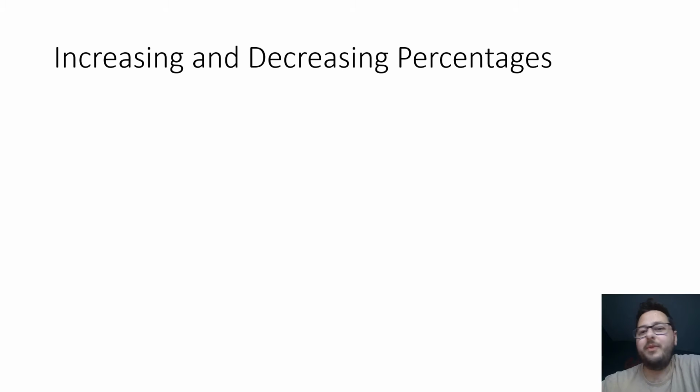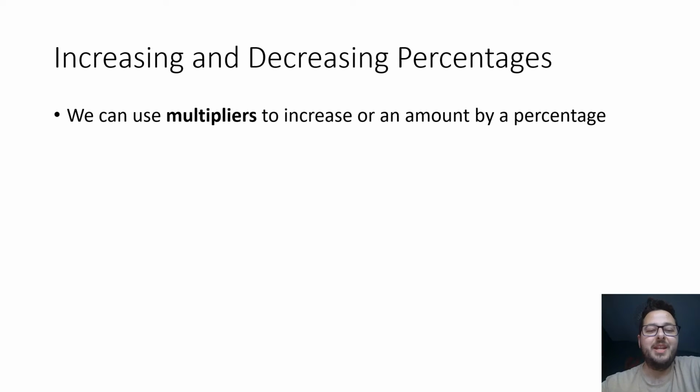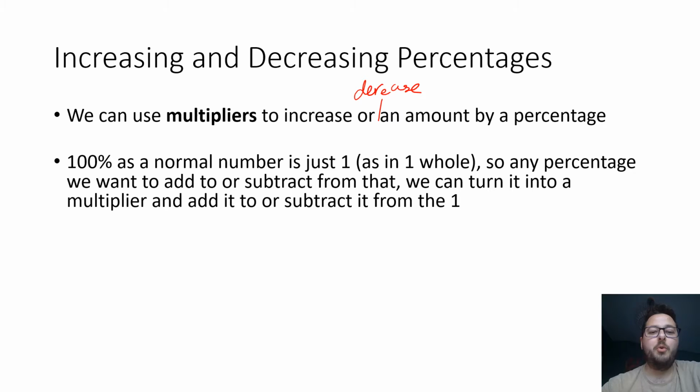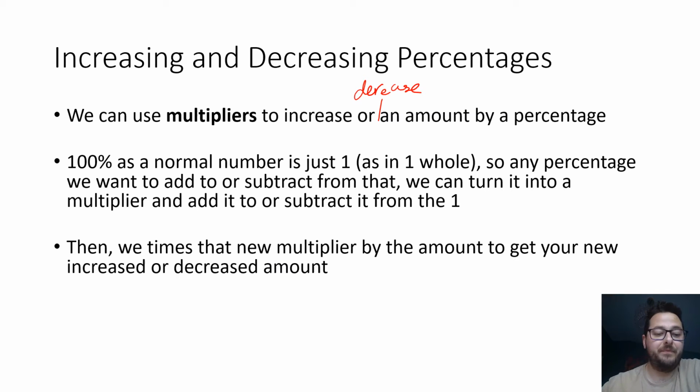Okay then, so first of all let's quickly remind ourselves about increasing and decreasing percentages. So we can use multipliers to increase or decrease an amount by a percentage. 100% as a normal number is just one whole. So any percentage we want to add to or subtract from that, we can turn it into a multiplier and then add it or subtract it from the 1.